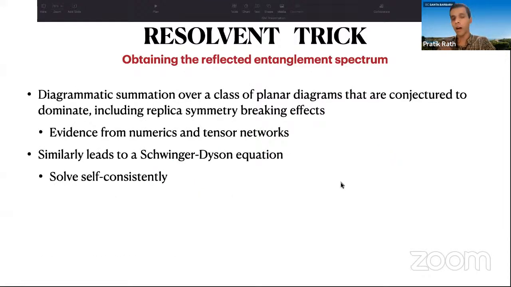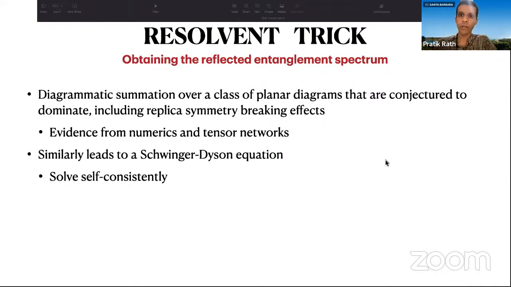Now, I can't go through all of the details, but just briefly to mention what we end up doing is a diagrammatic summation over a class of planar diagrams. So you get some boundary conditions for this resolvent. You can look at all possible geometries that fill in those boundary conditions, and we can classify them based on their weights. There's a particular class of planar diagrams that we conjecture will dominate, and these include a lot of replica symmetry breaking effects. So there's a particular class of saddles which are important.